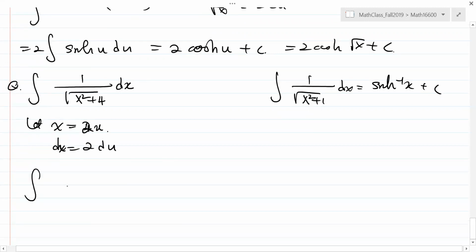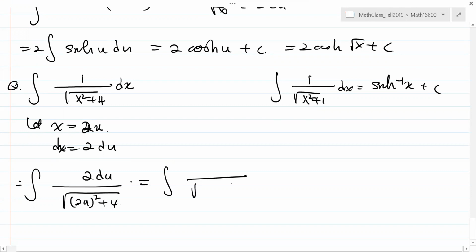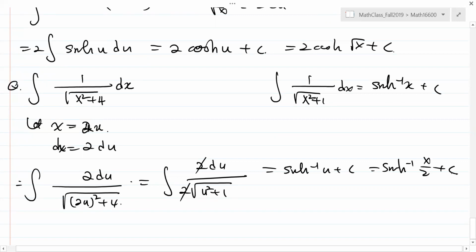Then you plug into the formula, you get 2u squared plus 4, and the dx is 2 du. So finally, you get 4u squared plus 1. You take a 4 out, it would be 2 du. That 2 cancels out. Then you end up with a similar integral here, and so it's u plus c. And what is u? u is half of x.